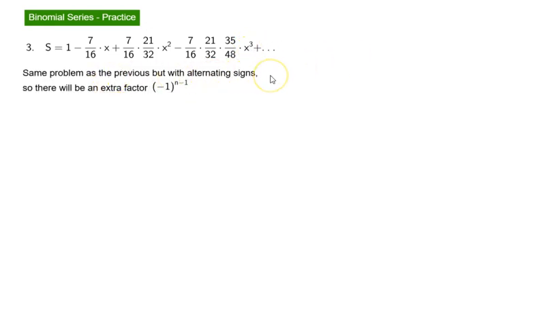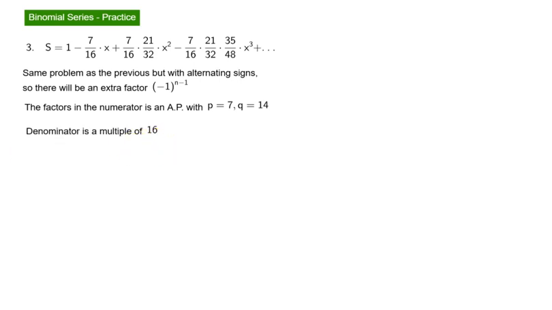Here we have s is equal to 1 minus 7 by 16 x plus 7 by 16 times 21 by 32 x square minus 7 by 16 times 21 by 32 times 35 by 48 x cube and so on. Same problem as the previous, but with alternating signs. So there will be an extra factor minus 1 to the power of n minus 1. Now the factors in the numerator is an AP with p equal to 7 and q equal to 14. We have seen this already. The denominator is a multiple of 16.